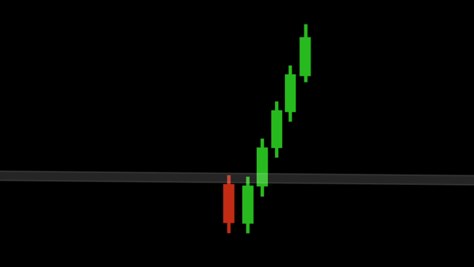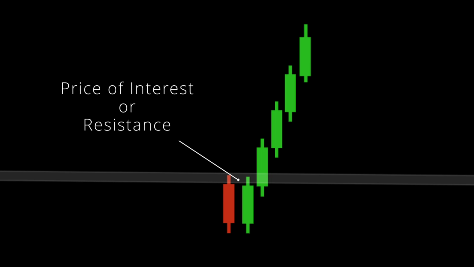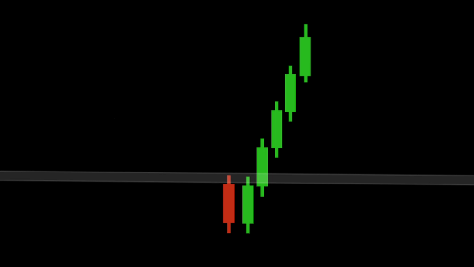Why is this setup powerful? Why does the next candle move further? All these questions will be answered soon. Let's see the micro details of this setup. See, this bearish candle breaks the uptrend structure. Then it creates a price of interest zone. We call it a resistance zone. When price comes to this zone, there are higher chances of reversal. This is the actual price action theory.